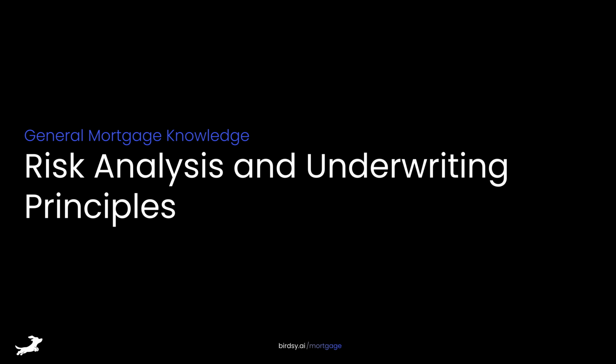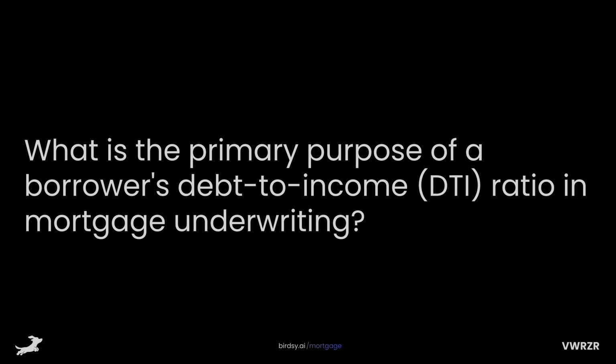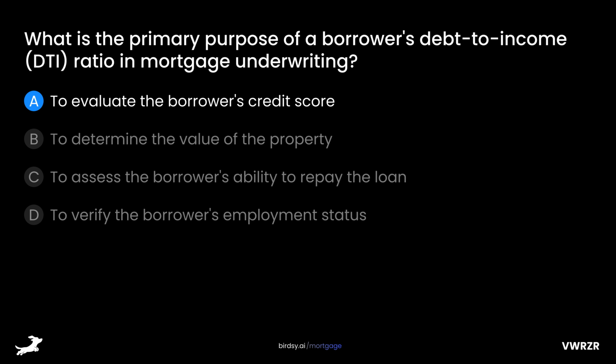Risk analysis and underwriting principles. What is the primary purpose of a borrower's debt-to-income ratio in mortgage underwriting? Is it A, to evaluate the borrower's credit score? B, to determine the value of the property? C, to assess the borrower's ability to repay the loan? Or D, to verify the borrower's employment status?